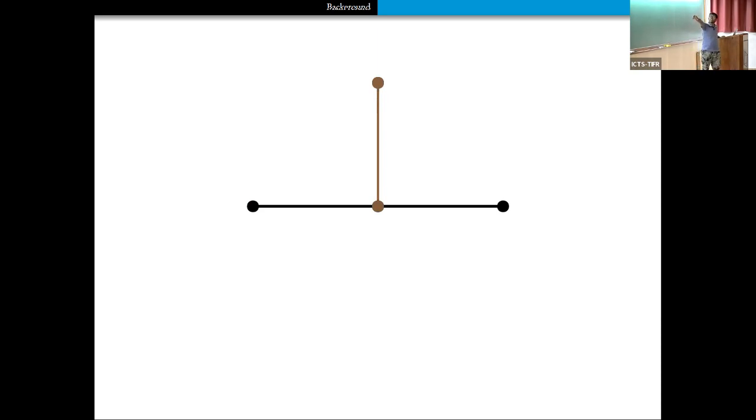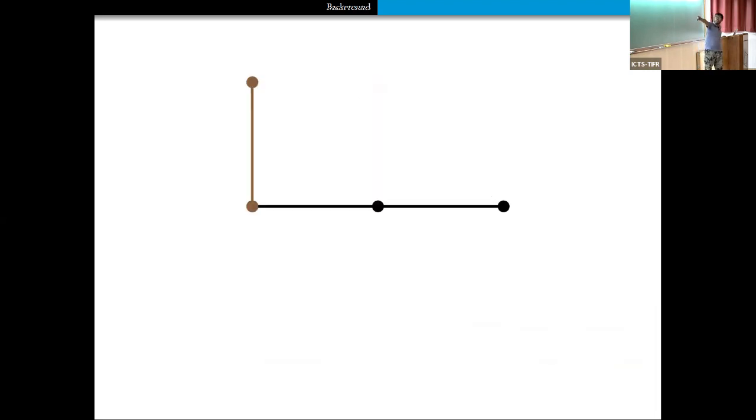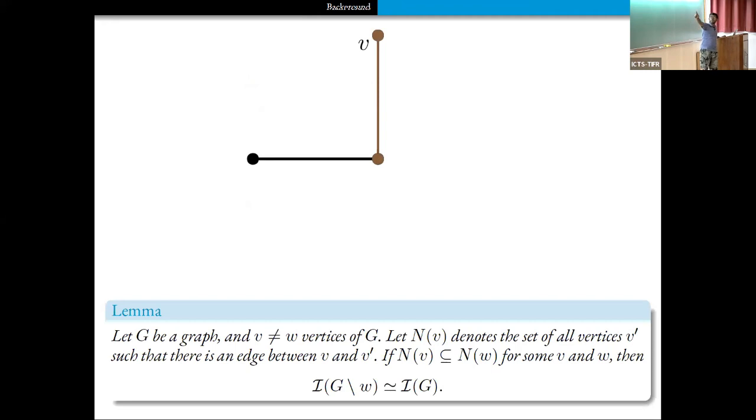If you see this, then I'll apply the fold lemma. By considering V at the top point and W at this point, recall that the fold lemma says that if N(V) is contained in N(W), then you can remove W and the independence complex remains the same. So here I can remove W to get this figure. This is P3, and I know the independence complex of this. So in order to find the independence complex of a wedge of paths, we'll apply the fold lemma repeatedly to get either a sphere or a point.